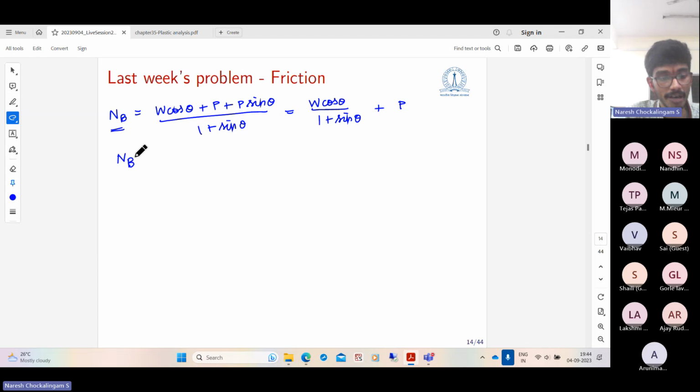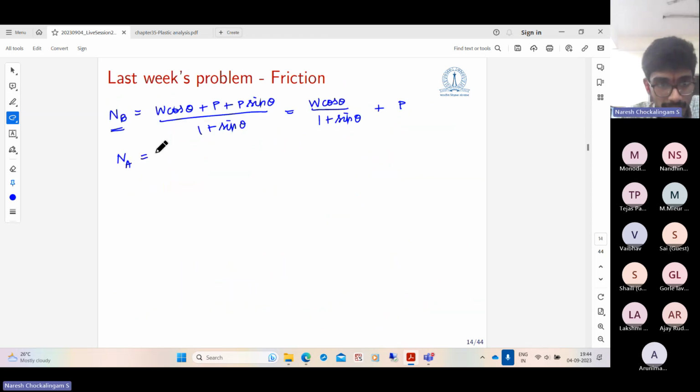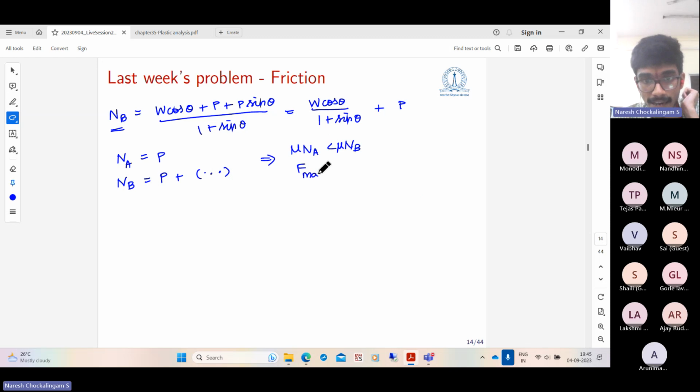And what is the normal force at the point A? It is just P. So the normal force at the point A is P, and the normal force at the point B is P plus some positive number. Cos theta, sin theta, everything is positive and theta is less than 90 degrees. So NA is less than NB, which means mu times NA is less than mu times NB. They said the coefficient of friction is the same. So F max at A is less than F max at B.